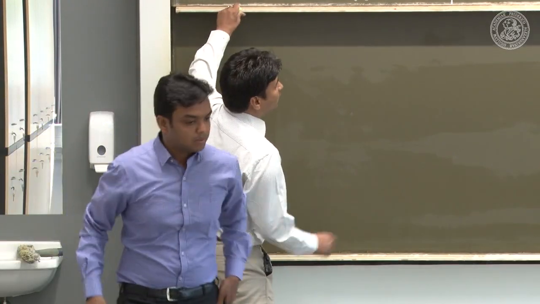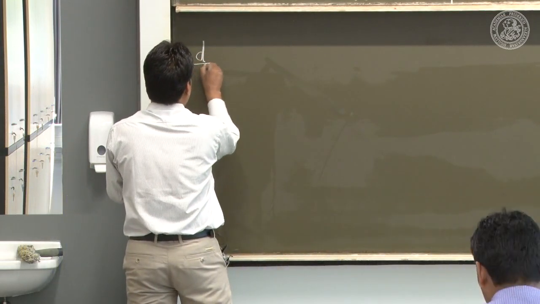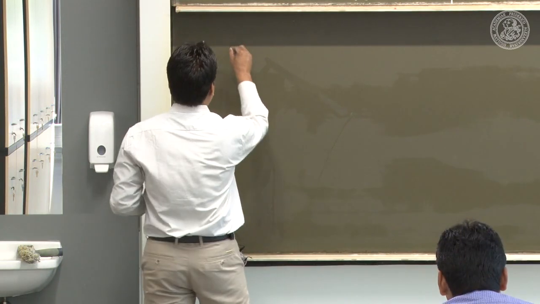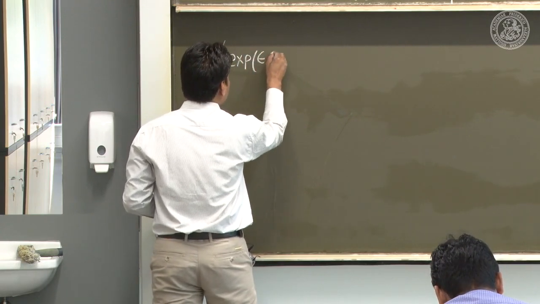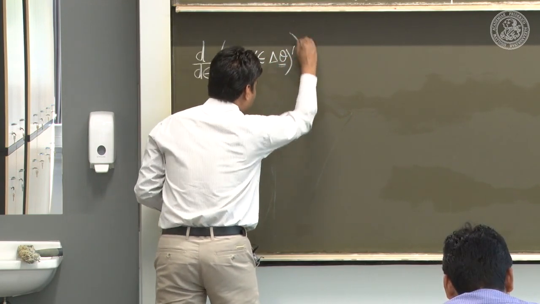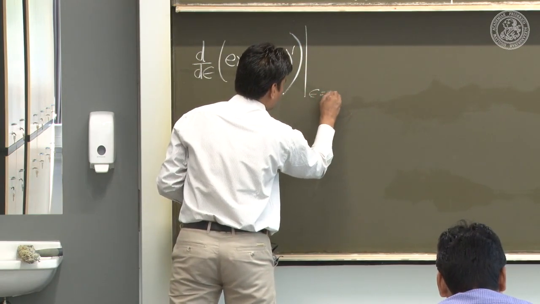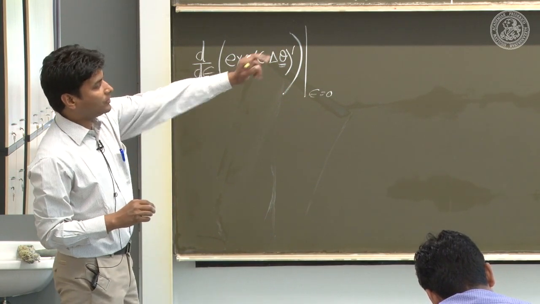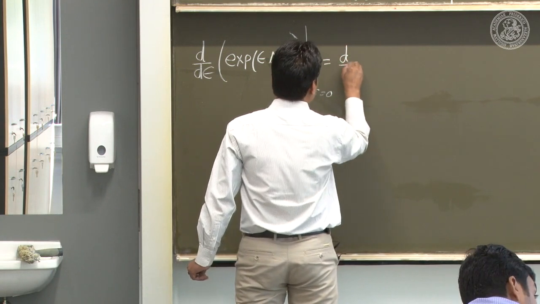Okay, so we want to get that. That's really hard: d by d epsilon of exponential of epsilon delta theta. And then you evaluate at epsilon equal to 0. So that's what we have over there. So we do d by d epsilon.